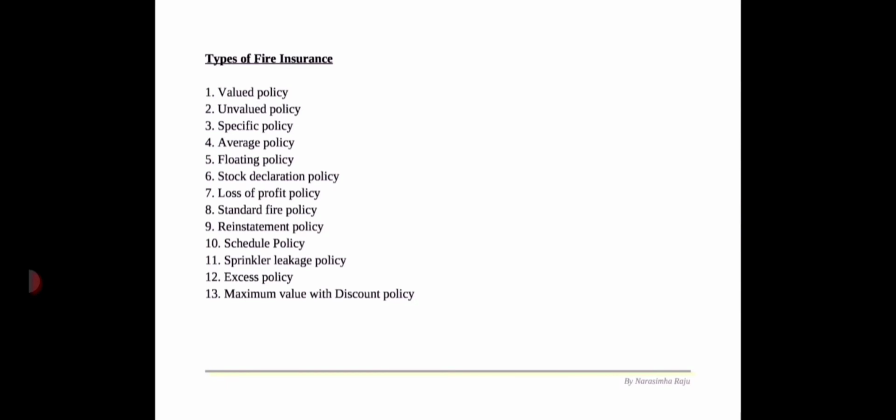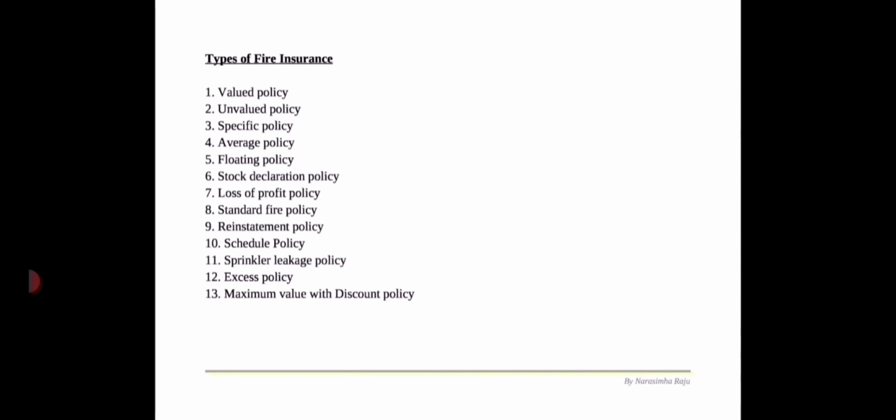And the next type of insurance policy is schedule policy. A schedule policy is one which insures many properties under collective terms and conditions. Details of the properties and their respective rates of premiums are listed in one policy only for the convenience of the insured. And the next one is sprinkler leakage policy. This type of policy covers the loss of buildings as a result of damage by leakage of liquid or water.